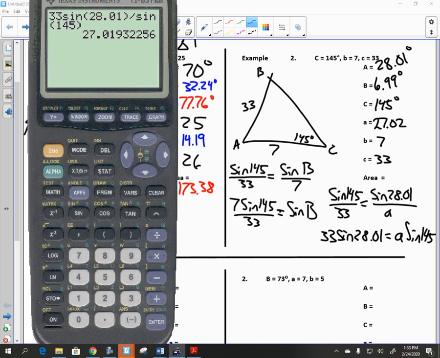Now, that's the area, super simple. You need two sides and the angle that sits between them. Which angle sits between these two sides? This is, yeah, 28.01. So to find the area, you just take 0.5 times 33 times 7 times sine of 28.01. 54.24. Okay, I'm going to post the answer key so you can check it out.